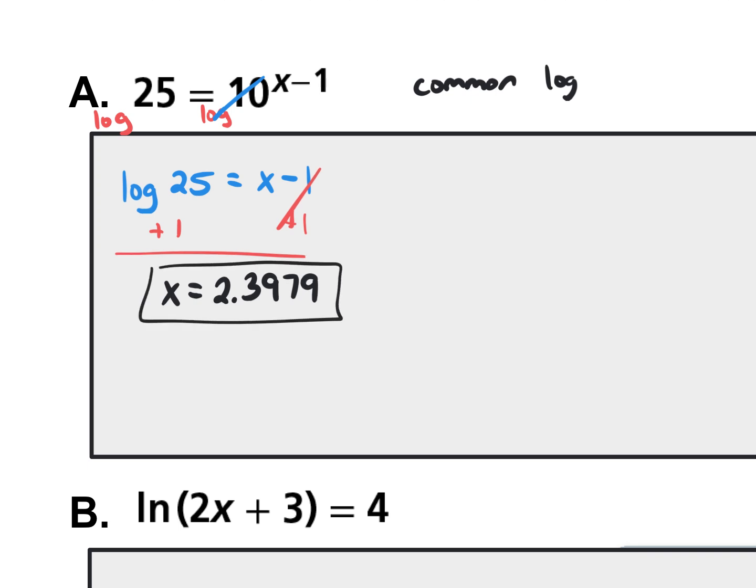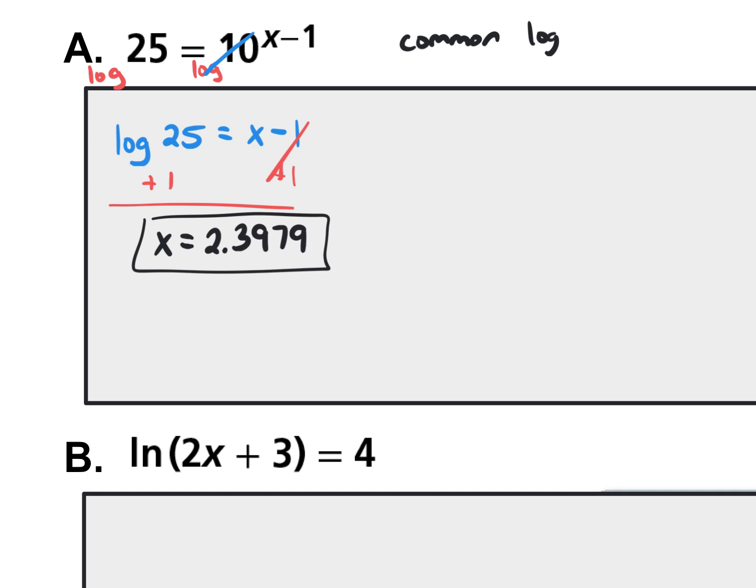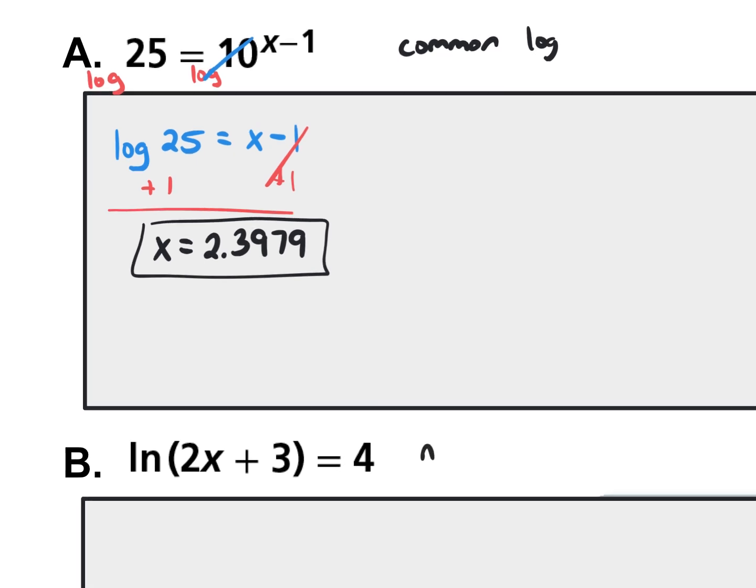So a lot of using the calculator. Let's look at example B. Now, how is B different than A? It's a natural log this time. Yep, what gave away that it's a natural log? It's the ln. Yep, it's an L N, natural log.